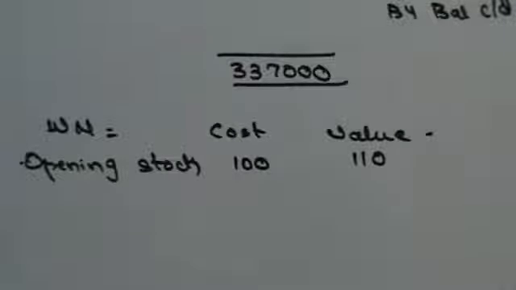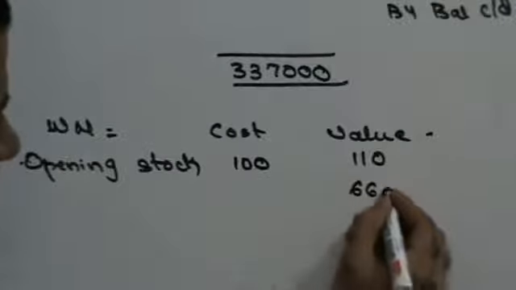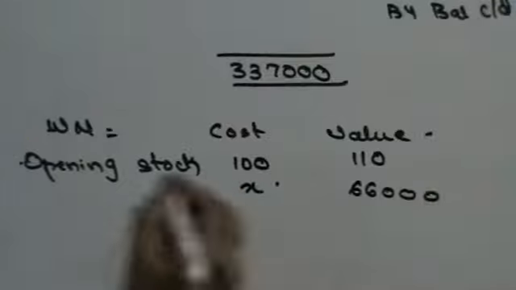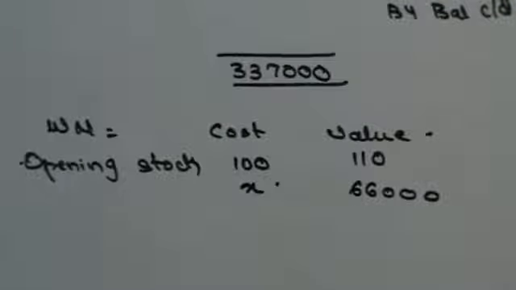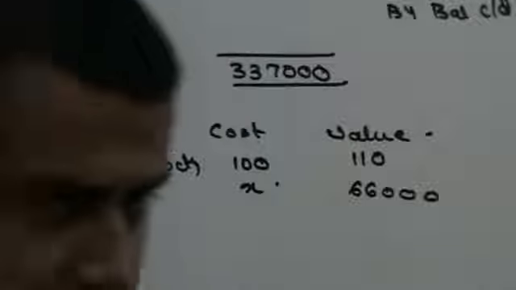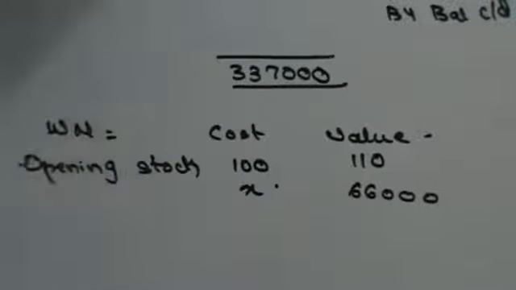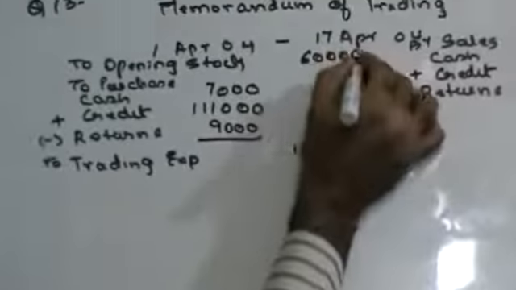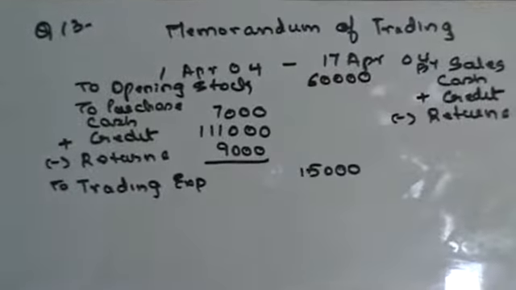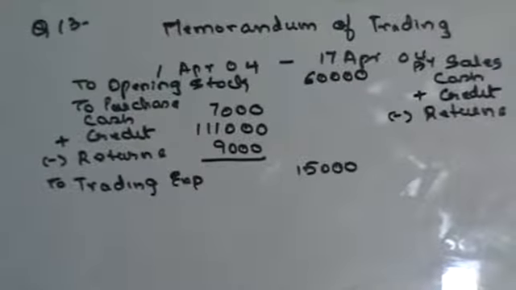The value is given to you as 66,000. So what should be the original cost of opening stock? 60,000. How do I get that? 66,000 into 100 divided by 110. So that will come to 60,000. Opening stock is going to be 60,000. Fine, do we get this in clear? Next, let's move on ahead.